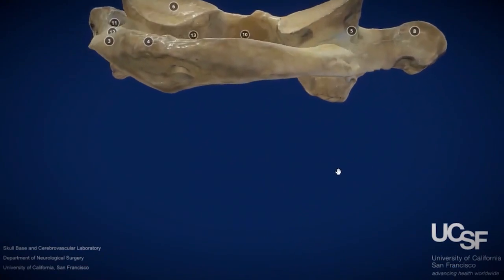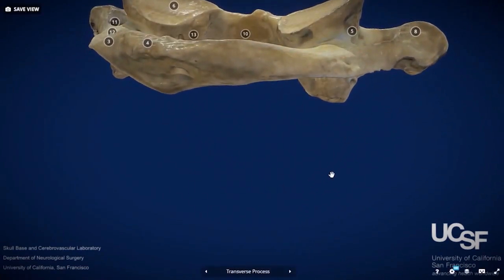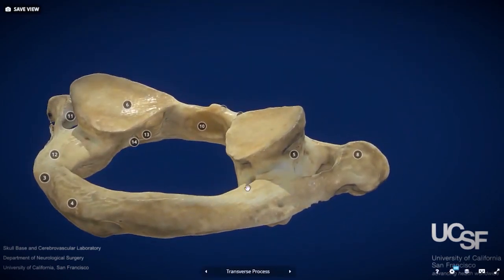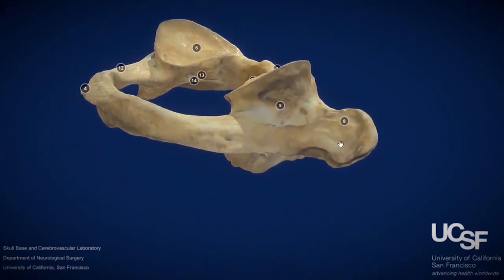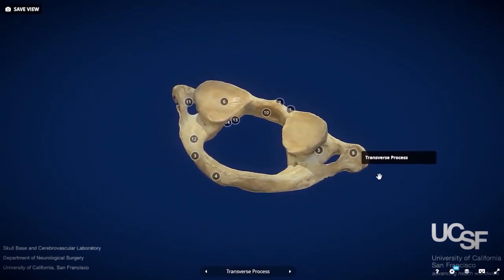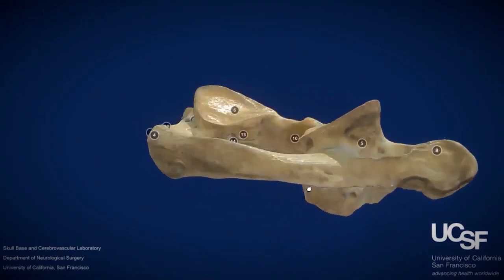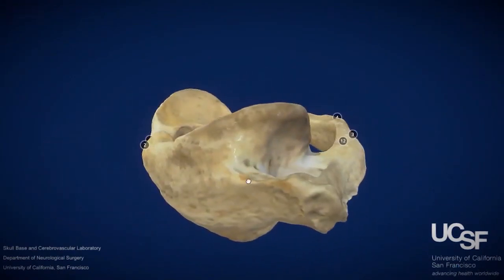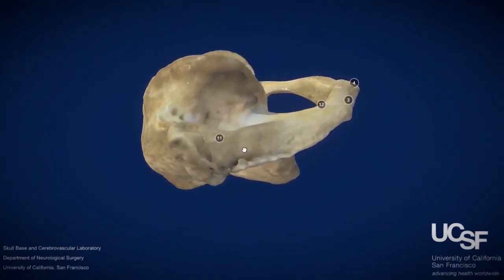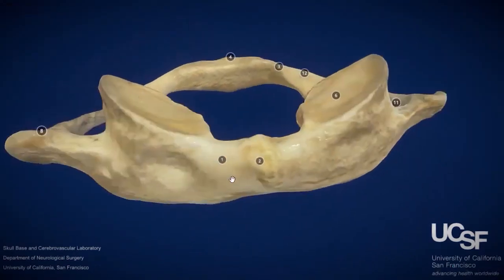to be traveling through. It's going to go from a more vertical, oblique direction around 45 degrees, and it's going to make a turn after passing through this foramen, and take a more horizontal direction. Something particular about the transverse process of C1 is that it only has one tubercle, whereas the other cervical vertebrae are going to have an anterior and posterior tubercle.